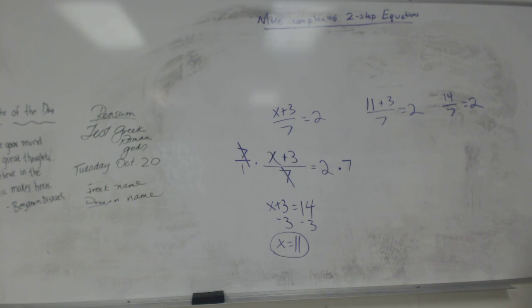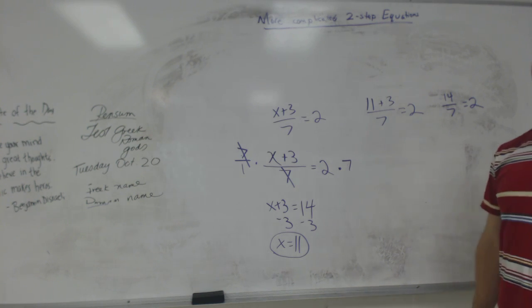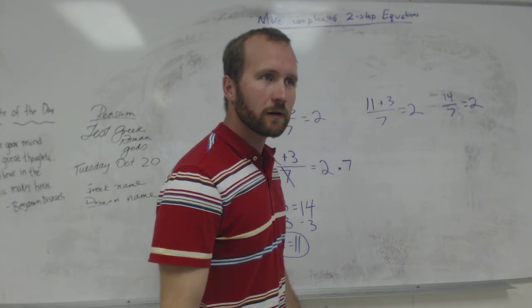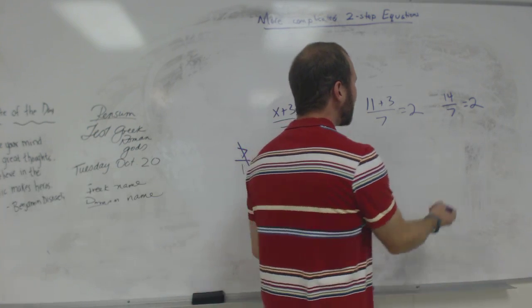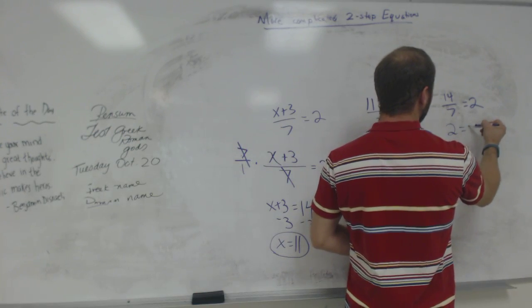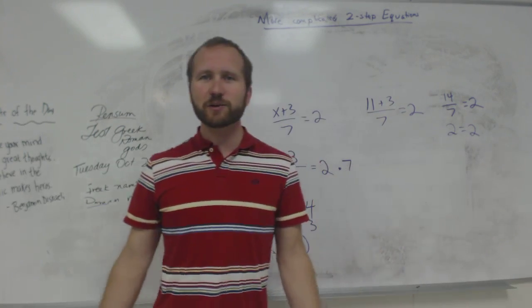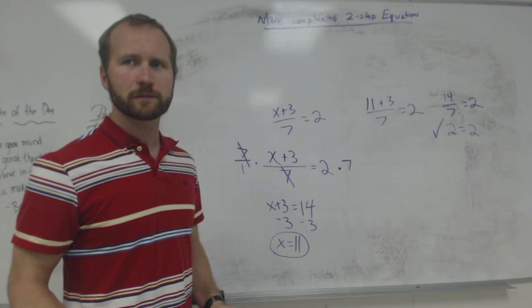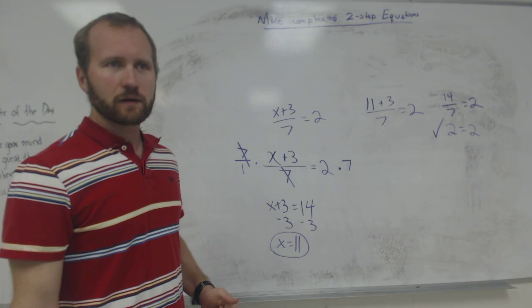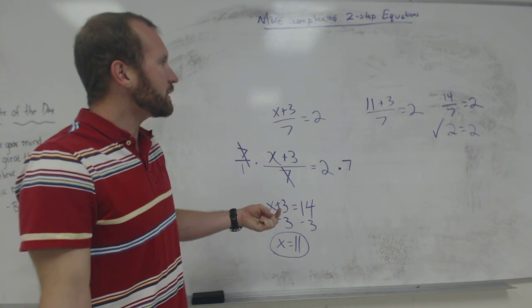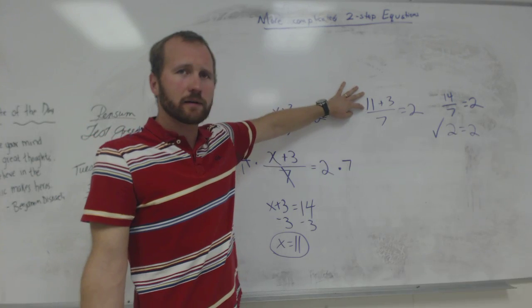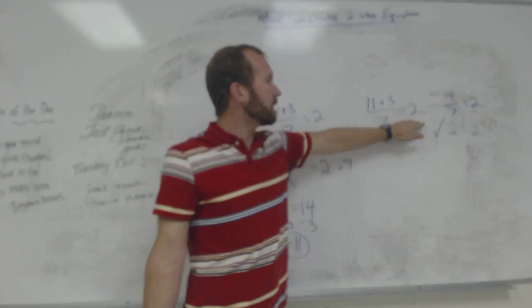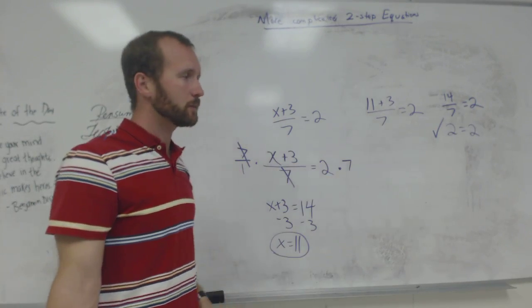But wait. 14 divided by 7 is 2, because 7 is half of 14. 2 does equal 2. Yay! Check. It worked. That makes sense. So it actually works. x actually is 11, because 11 plus 3 divided by 7 does equal 2.